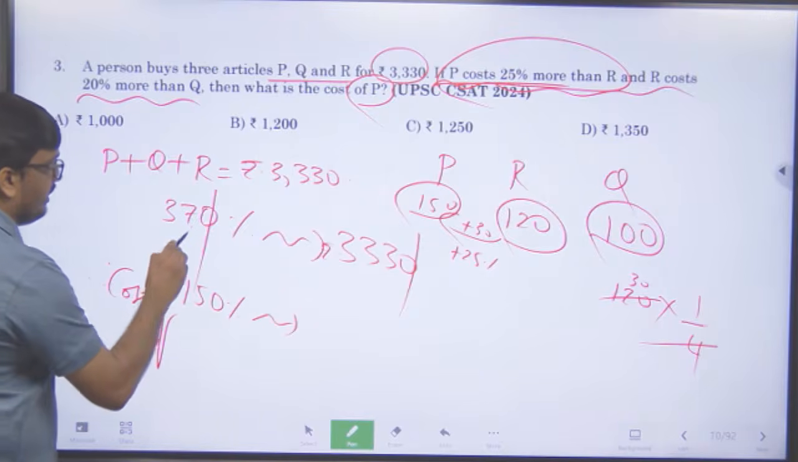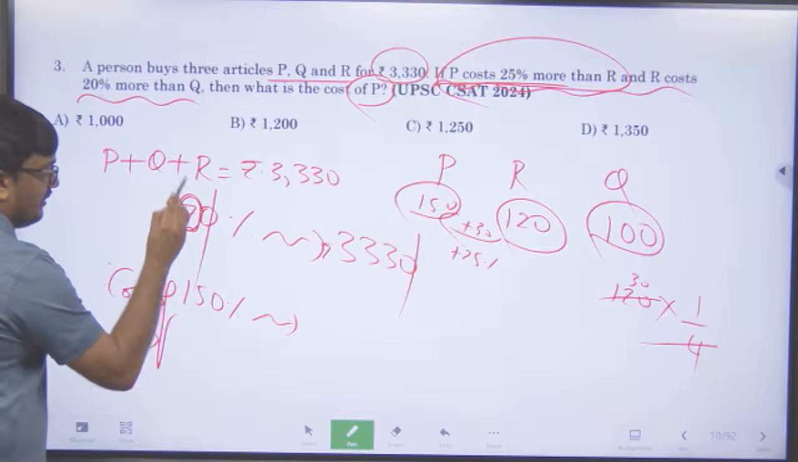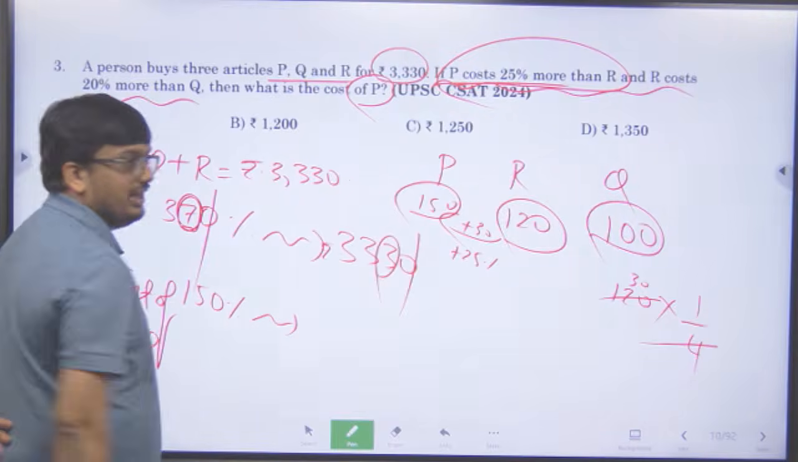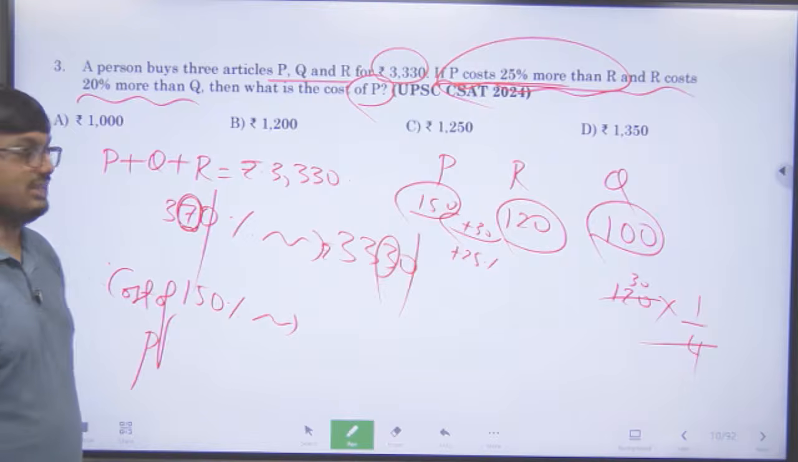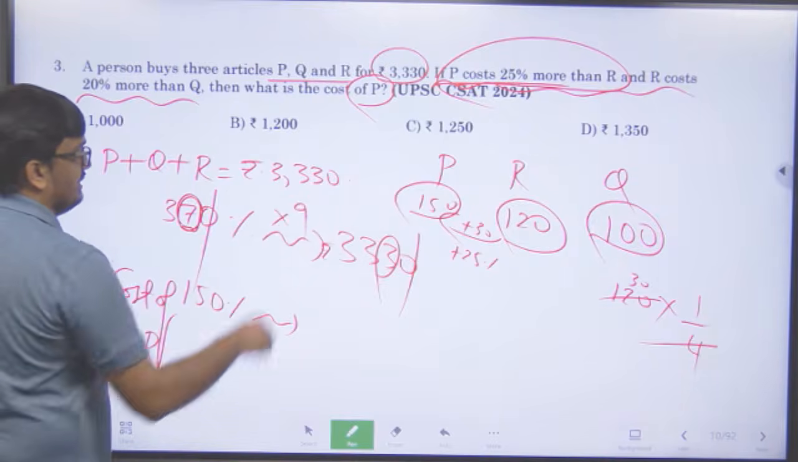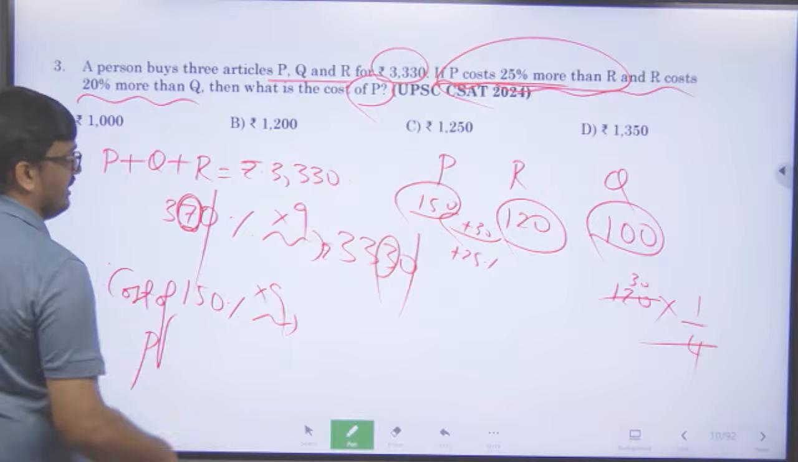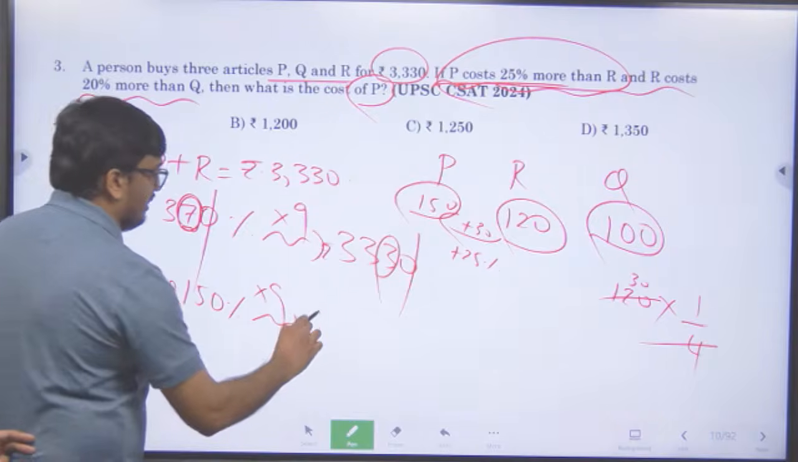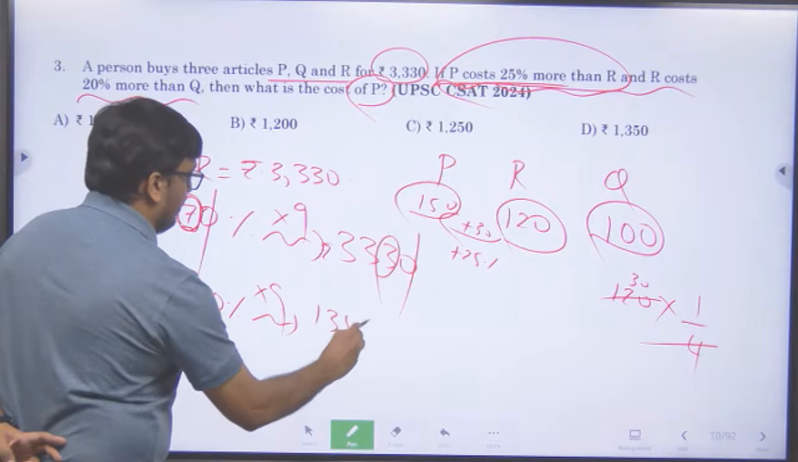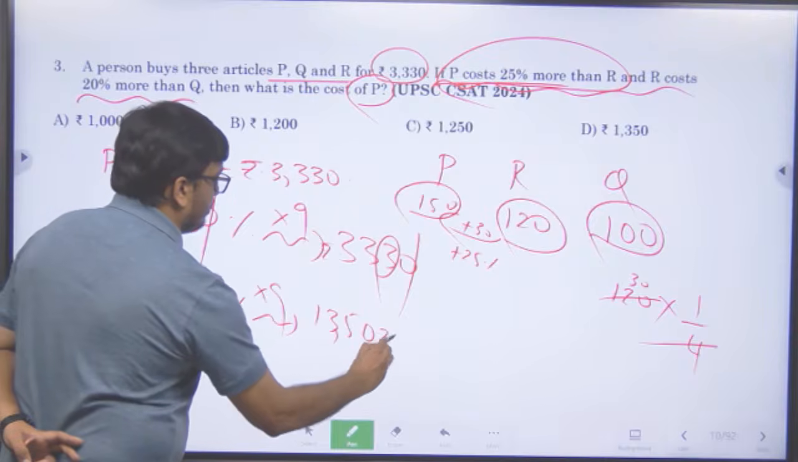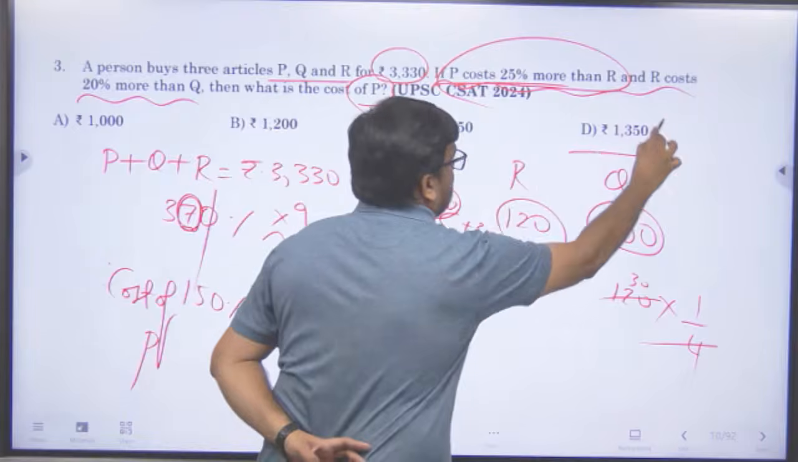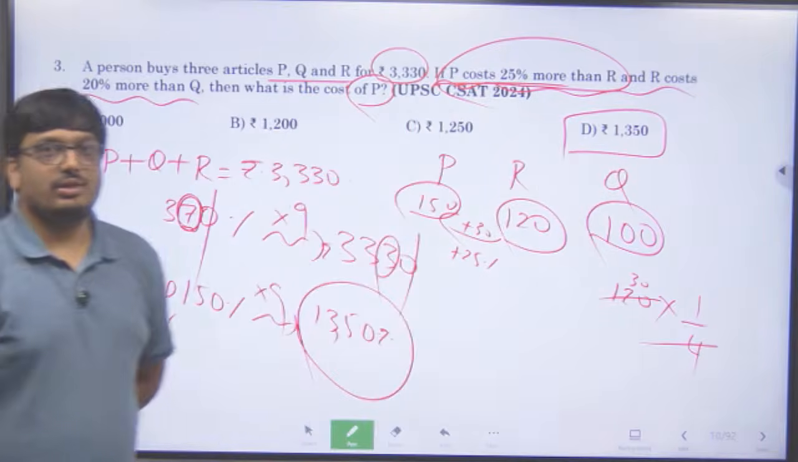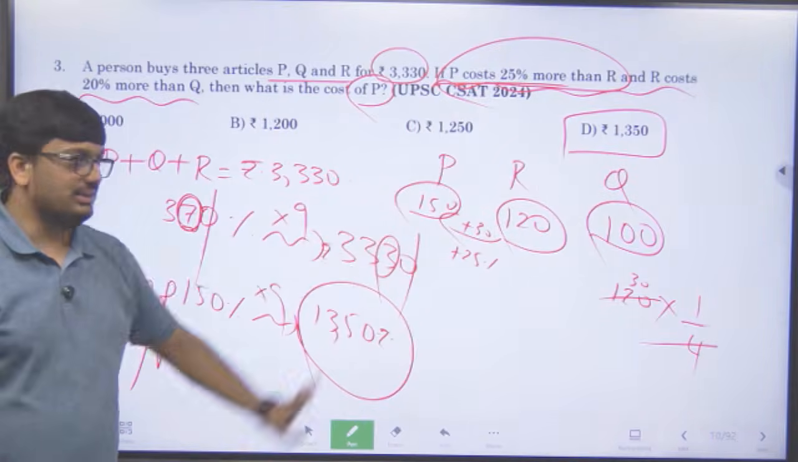If you carefully observe, last digit is 7. Here last digit is 3. In multiple of 7, where last digit is 3, 7 nines are 63. So 37 nines are 333. Then 150 nines are. If you know the table, 15 nines are 135, followed by 0. Cost of P, that is 1350. Option D is the correct answer. 1350 is the correct answer.